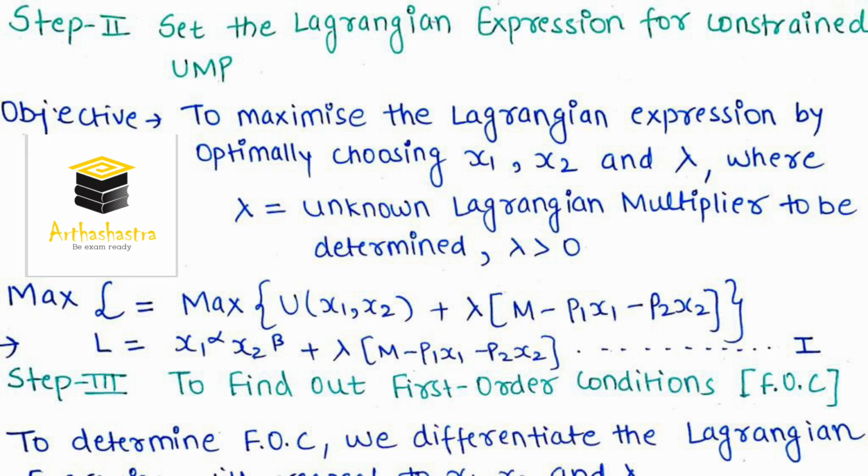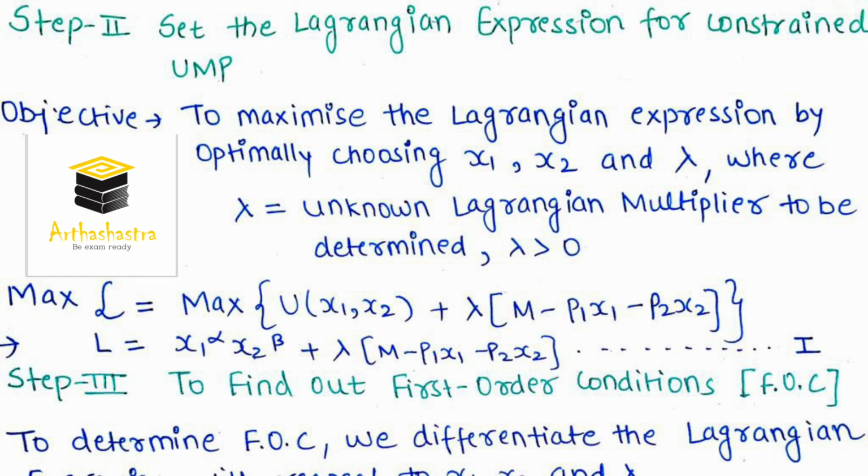Our next step involves setting up the Lagrangian function for our constrained utility maximization problem. Now, why do we set up the Lagrangian expression? Our objective is to maximize the Lagrangian expression by optimally choosing the quantity of good 1, that is x1, good 2, that is x2, and lambda, where lambda is an unknown Lagrangian multiplier which we will determine through our utility maximization problem. Note that lambda is a positive constant and hence greater than 0.